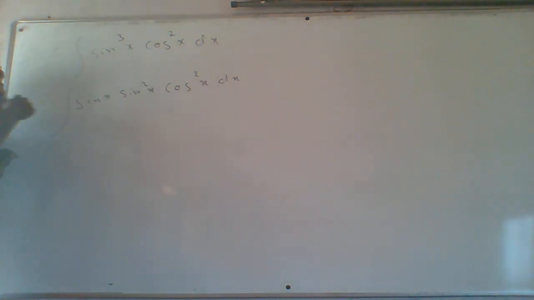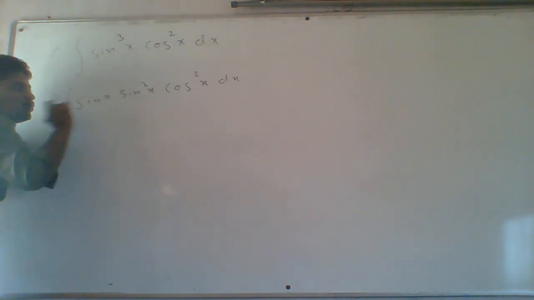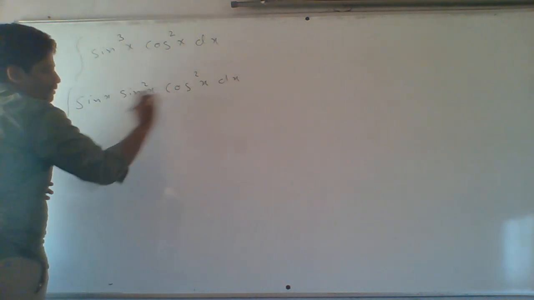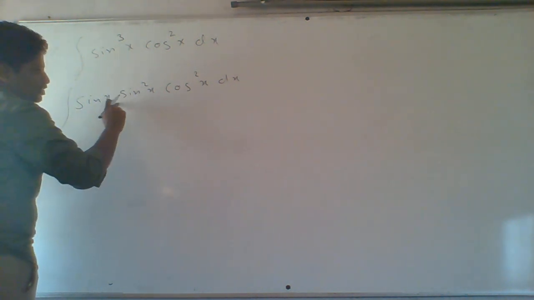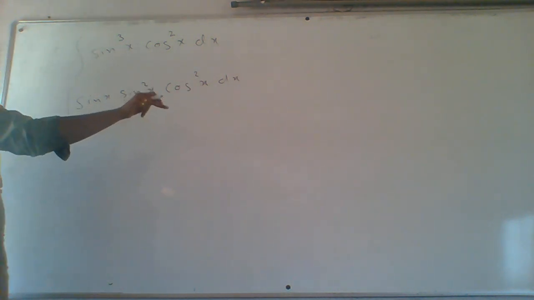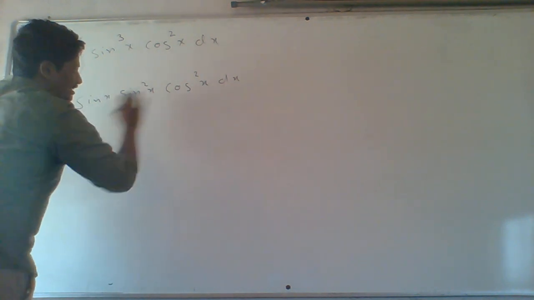Let us calculate the further steps in mind. In the place of sin square x, if we put 1 minus cos square x, then the total will be in terms of cos. In that, if we assume cos x as t, sin x dx will be dt.